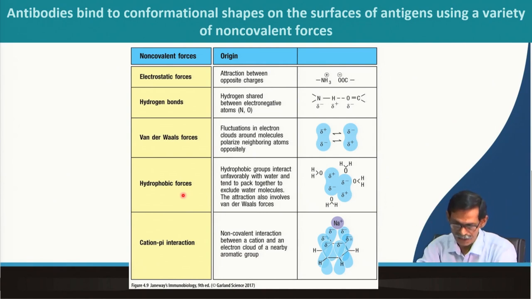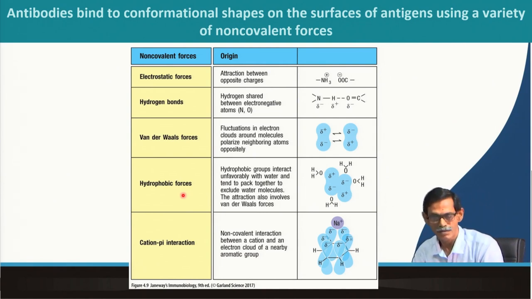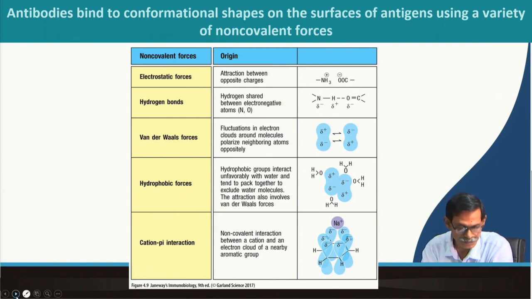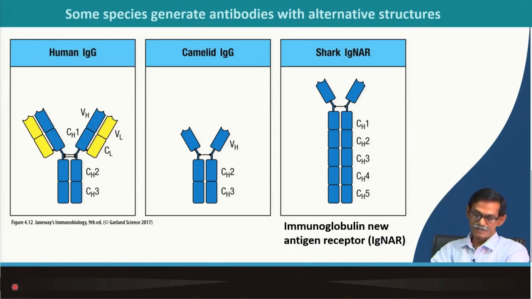So, any of these four, or all of these four, or a combination of any of these may be present in antigen and antibody interaction. It is a non-covalent interaction. Okay. So, whatever we have discussed so far, the structures like FR1, FR2, FR3, HB1, HB2, HB3, we will see why they are important, and hope you understand.